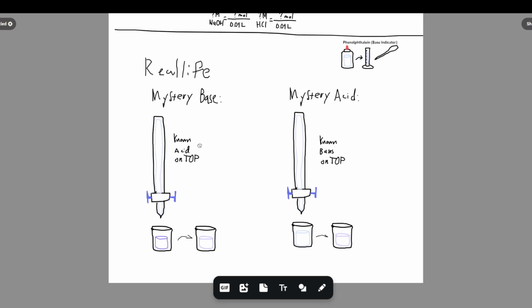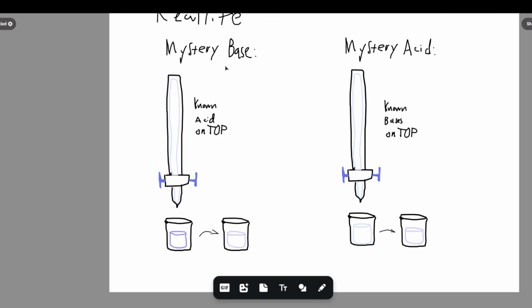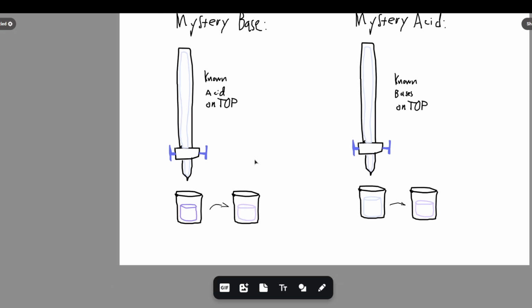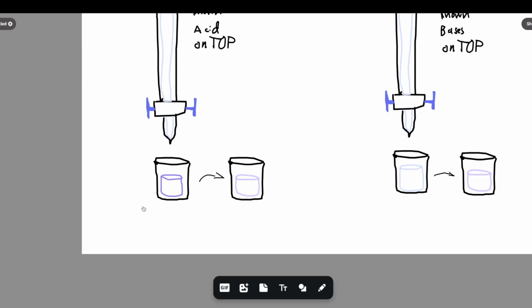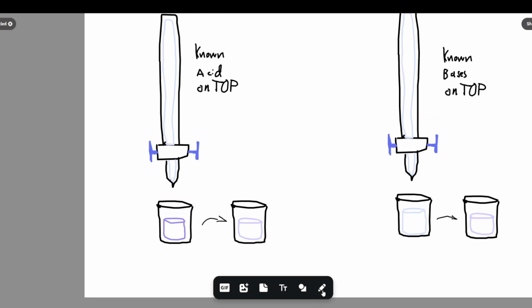Simple, right? So let's say you're looking for the concentration of a random base. Keep in mind that you will always know the formula. Nobody will force you to find that out, because it's not possible to do the titration without it. So you put whatever you know at the top, and whatever you don't know at the bottom. For our experiment, all of the top acids and bases are 0.1 molar.